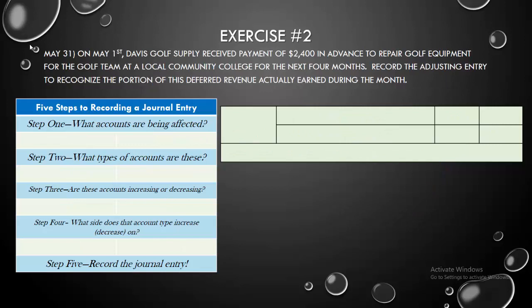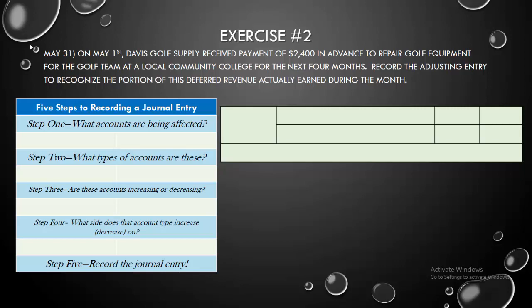In the next adjusting entry, Davis Golf Supply, in the past, on May 1st, had received $2,400 in advance to repair golf equipment for the golf team at a local community college for the next 4 months. So we got paid in advance for something we hadn't done yet. But since we hadn't actually earned it, we can't record that revenue at the time.